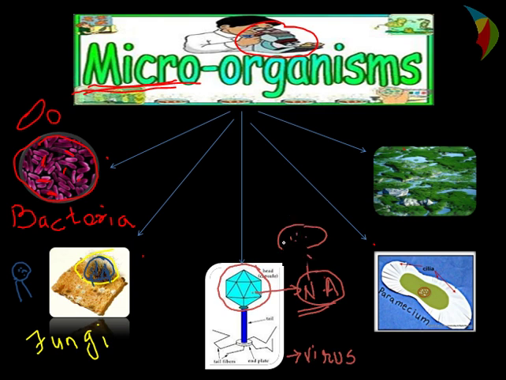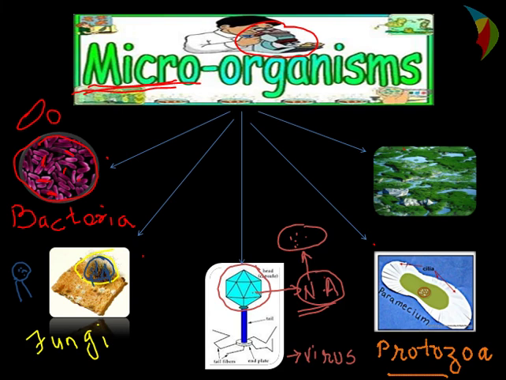Now we're going to see the fourth type of microorganism, that is protozoa. Protozoa is a kind of microorganism which is found mainly in water bodies, or it can be a parasite also. A parasite means an organism which resides or survives on another host, or another living body. So this is the fourth type of microorganism.